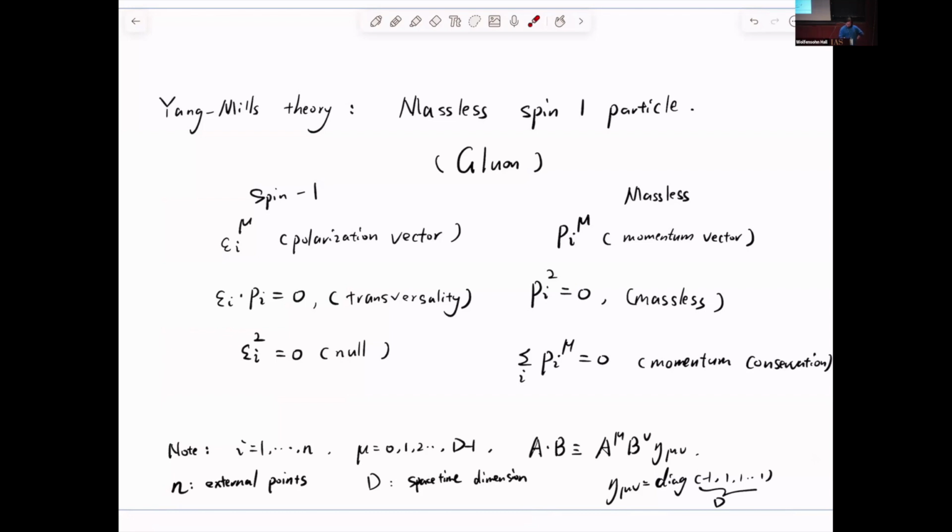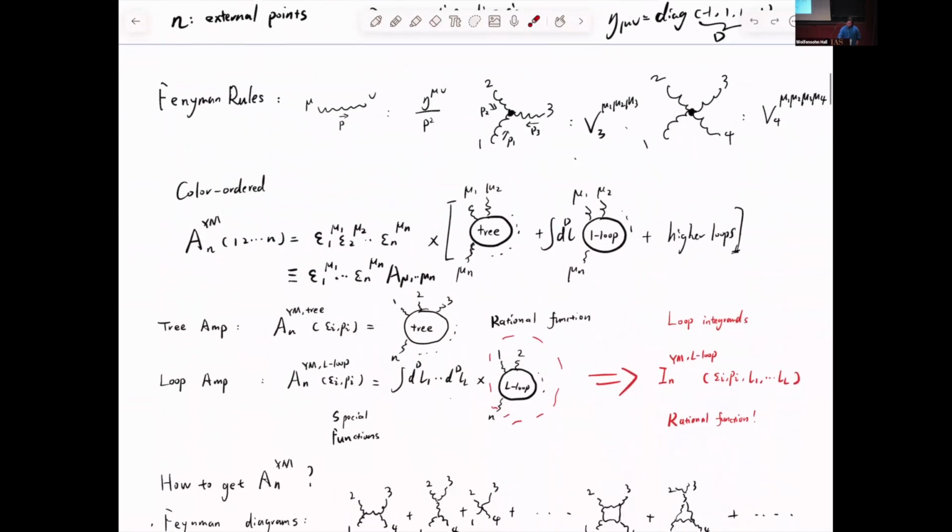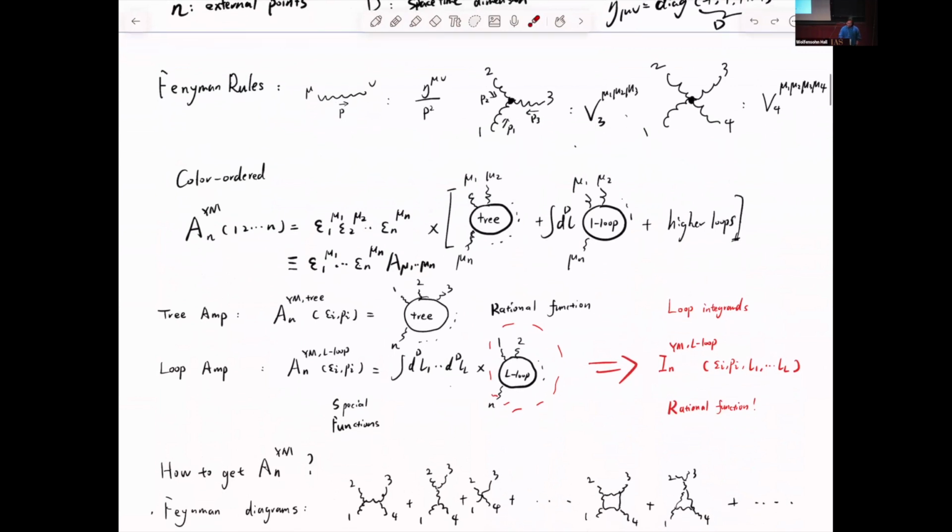Here n is the number of external points, and d is the space-time dimension. A dot B is the usual Lorentz product by the matrix eta mu nu. Next, let's introduce the Feynman rules. We use the wavy line to denote the gluon propagator, eta mu nu over p squared, and the gluons interact via 3-point vertices and 4-point vertices. We do not explicitly write down the formulas here.